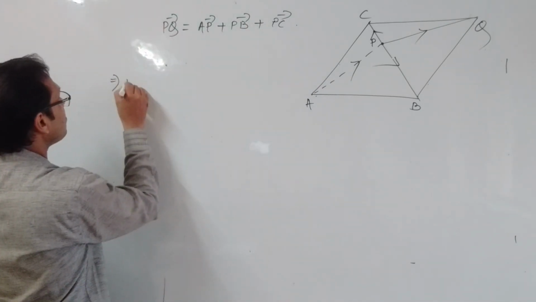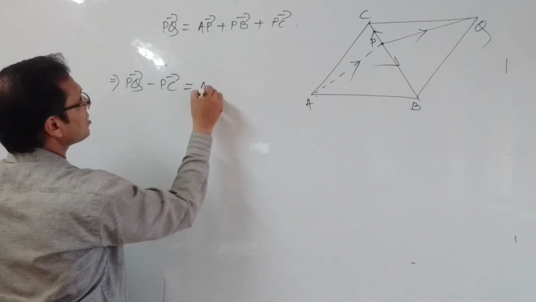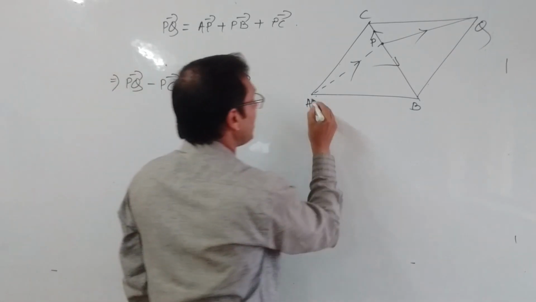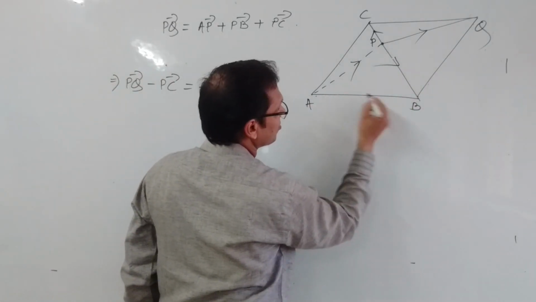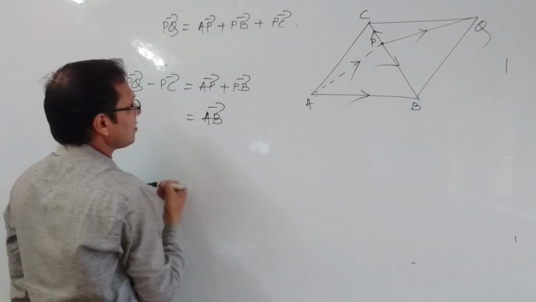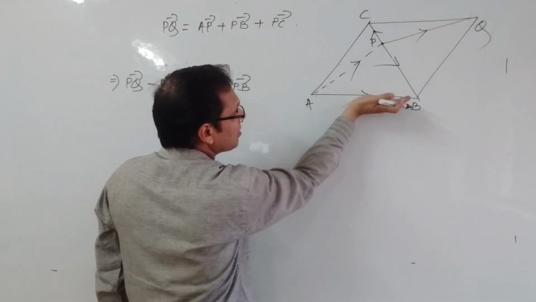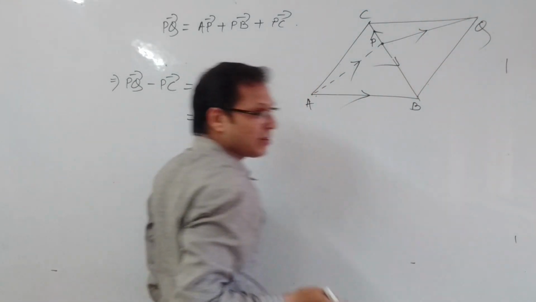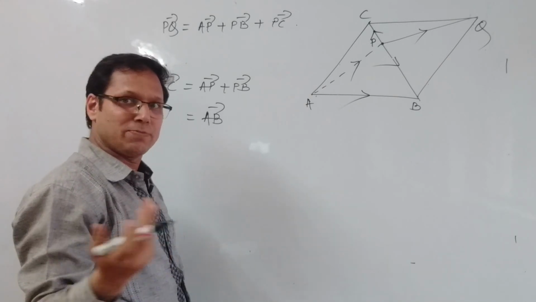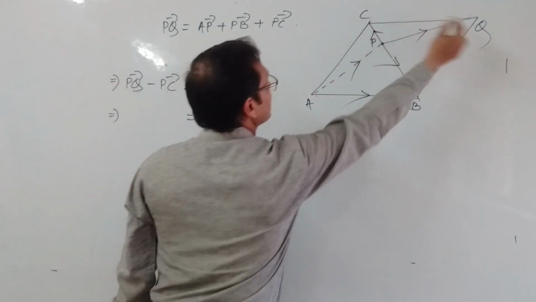From this, PQ vector minus PC vector is equal to how much? AP vector plus PB vector. You see, AP vector plus PB vector is equal to how much? AB vector. So this one can be replaced by AB vector. So you have to prove ABQC is a parallelogram. Simply, if you prove AB vector is equal to CQ vector, then opposite sides are parallel and their magnitudes equal, which means parallelogram. So AB vector should be equal to CQ vector.